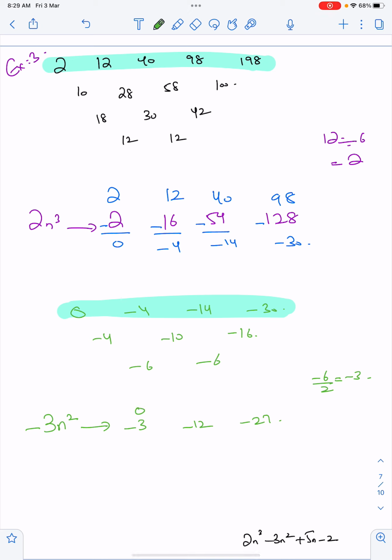0, minus 4, minus 14, and subtract the 2. So 0 minus minus 3 is a 3, minus 4 minus minus 12 is going to be 12 minus 4, which is an 8, and minus 4 minus minus 27, 27 minus 4 is a 23.